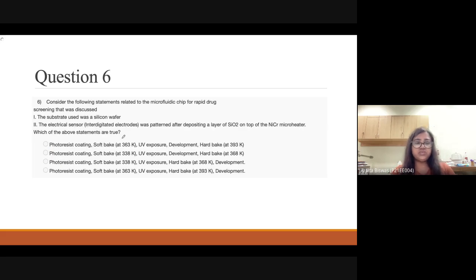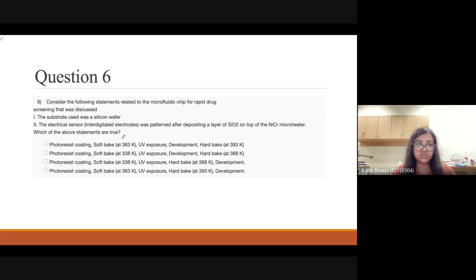So next, move toward question number 6. Consider the following statements related to the microfluidic chip for rapid drug screening that was discussed. The first statement is the substrate used was a silicon wafer, and the second statement is the electrical sensor interdigitated electrode was patterned after depositing the layer of oxide on top of the nichrome heater. Which of the above statements are true?